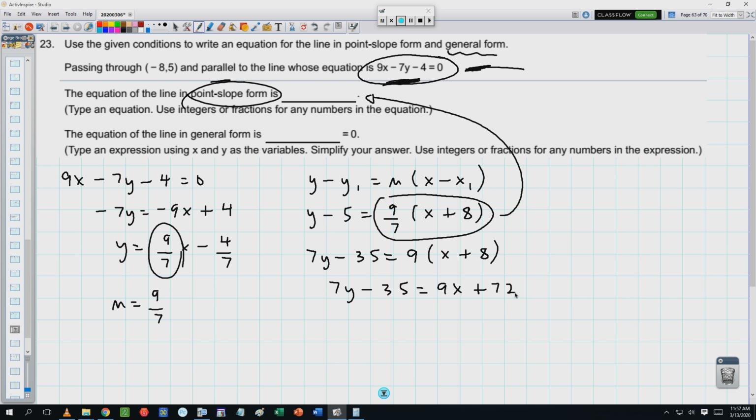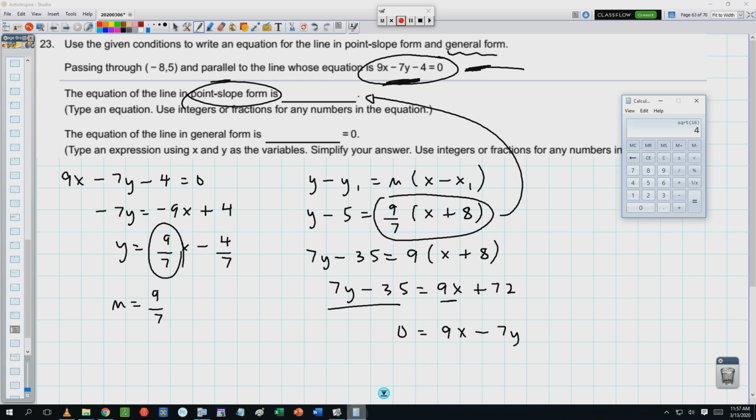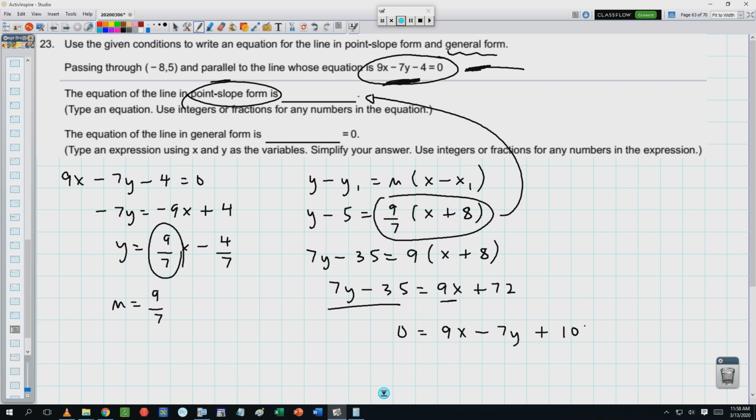See, I like that the x over here is positive, so I'm going to bring both of these over to the other side. So 0 is equal to 9x. Subtract the 7y. And I will add 35 over to the 72. So 72 plus, I don't need a calculator for that, 107. So this will be where we would put the 9x minus 7y is equal to 107 right there.